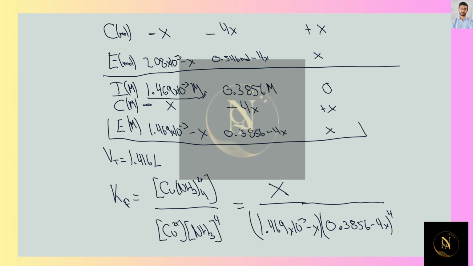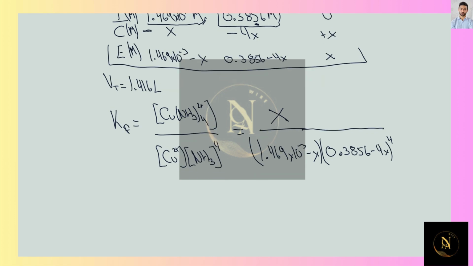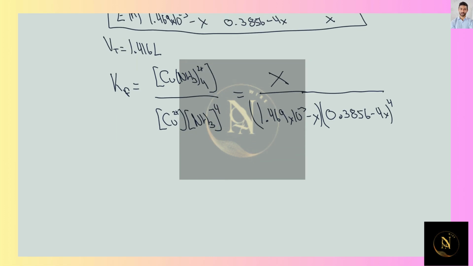If we compare that to this number, realize that it is going to change only at this decimal point, right? And that would be the maximum amount that we could get. So we're going to assume that 0.3856 minus 4x is going to be close to 0.3856, right? And this is going to be true if the result for 4x is lower or equal than 5% of the concentration that I'm approximating.